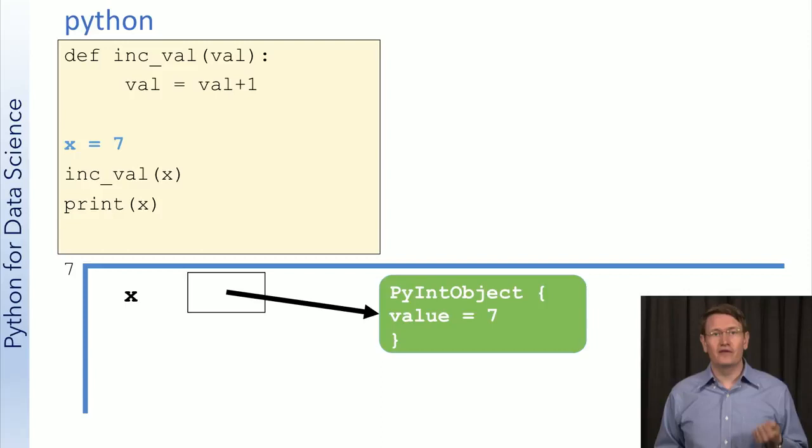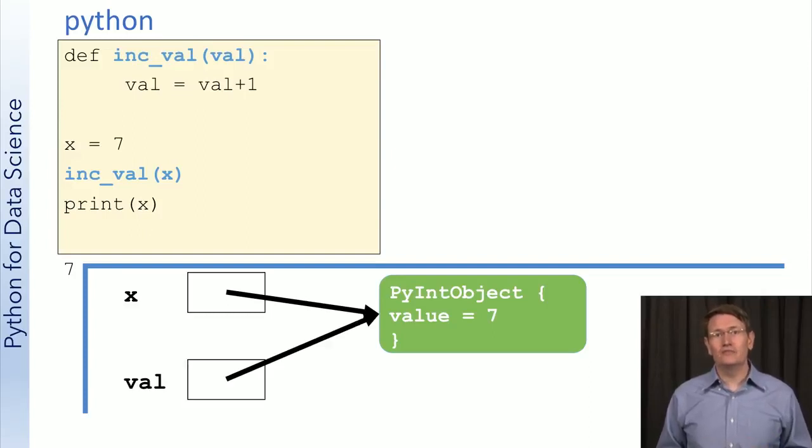Next, we'll call the Python function increment value. Increment value is given x as an argument. So when we call inc val, a new variable val is created. Val is going to point to the same int object as x. This is what we mean by copying the reference, or copy by value. Val and x are not the same variable. Val is just a copy of the pointer, which means it points to the same thing as x.